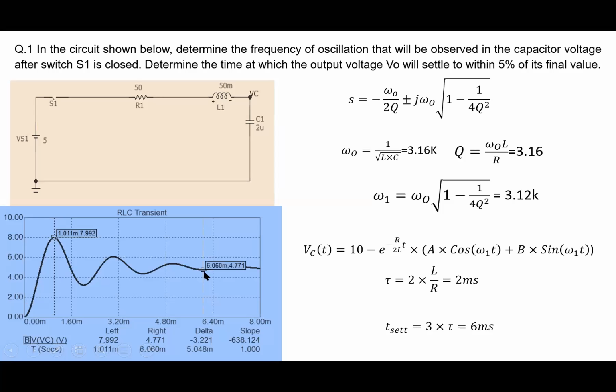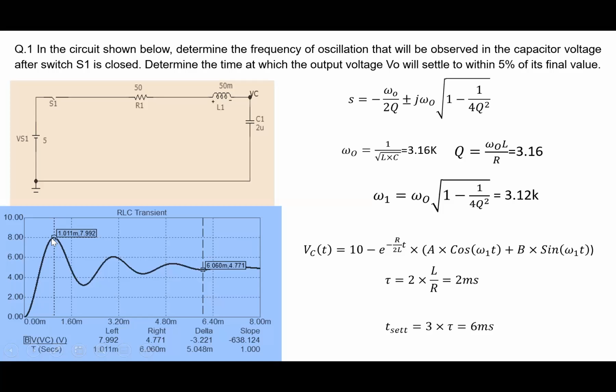is 4.77. It's not exactly positioned at that point at 6. So 5% means the output is 4.75. So it's close to that. 6 milliseconds is the answer here.